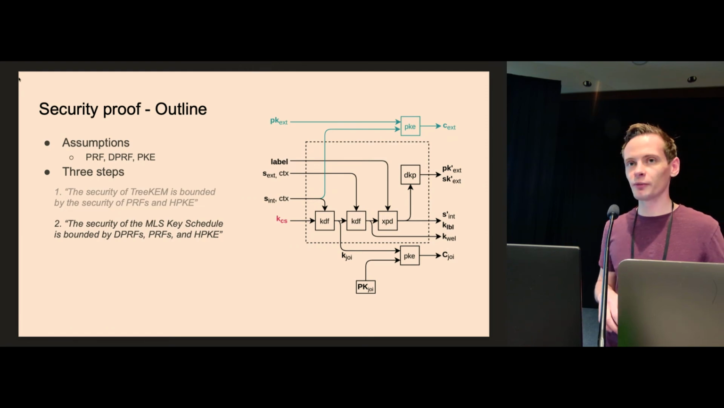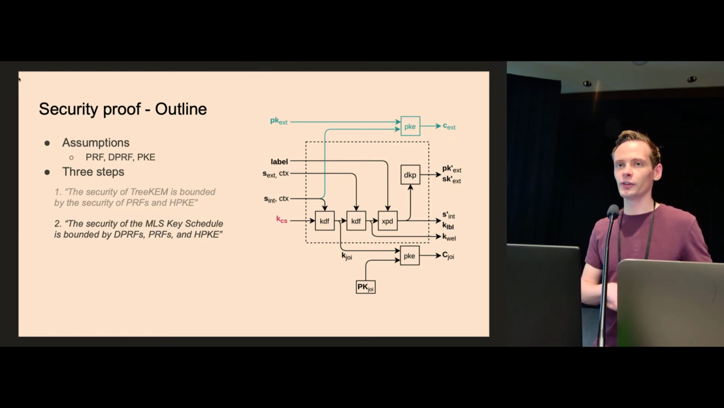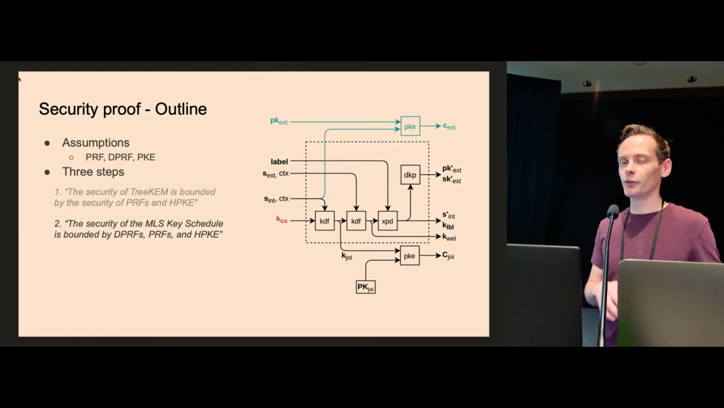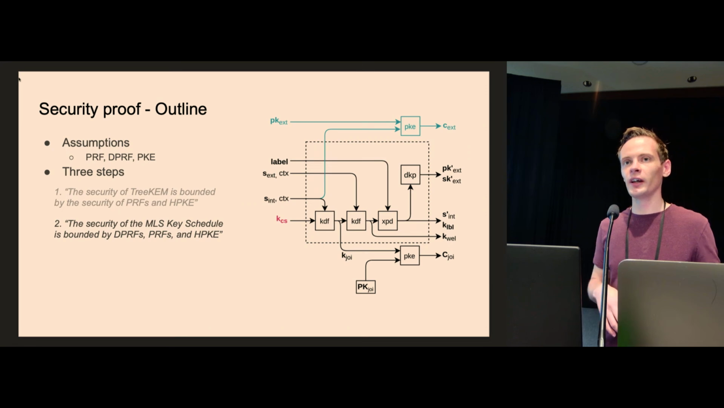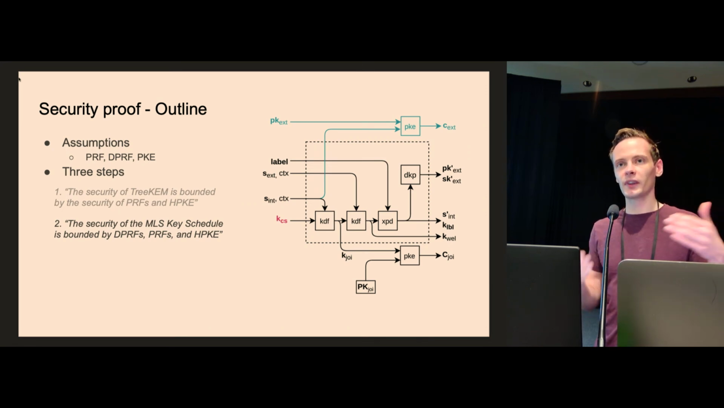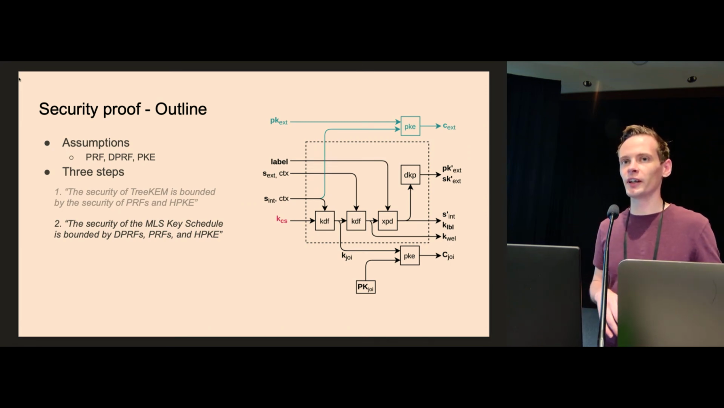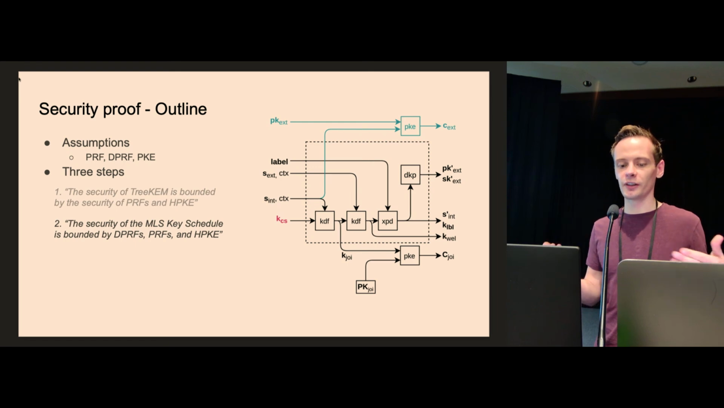In the second step of the proof, we turn our attention to the key schedule. Here we use all of our assumptions to show that the derivations being carried out, in addition with the iterative use of the internal secret, provide proper security guarantees. And here we use a hybrid argument over the continuous nature of the key schedule.